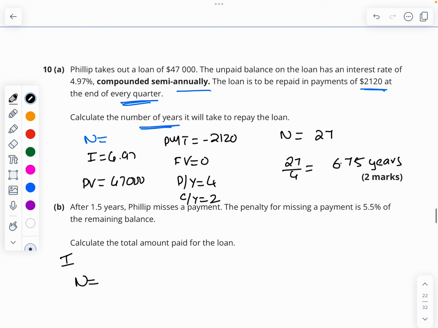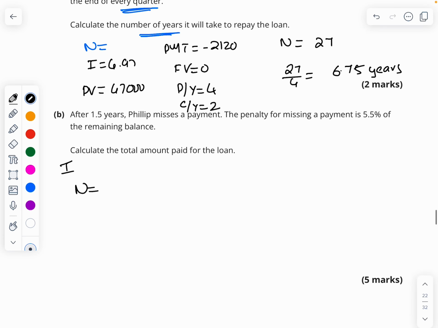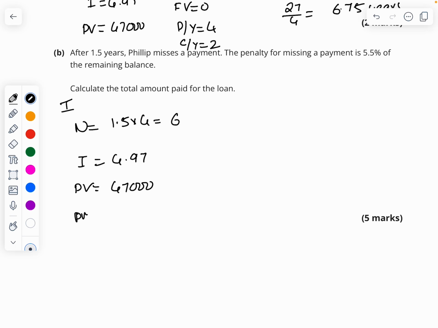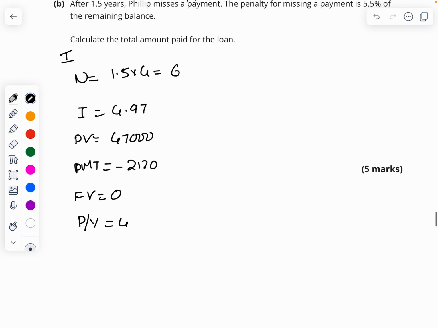He is paying 2120 after every quarter. So after 1.5 times 4, which is nothing but 6. Interest rate equals 4.97. Then principal value will be 47,000 because he is getting the loan. So PMT, he is paying it out, minus 2120. Then future value, we don't know, let it be 0. P upon Y will be 4 because every quarter he is paying it out. Then C upon Y is semi-annually 2.